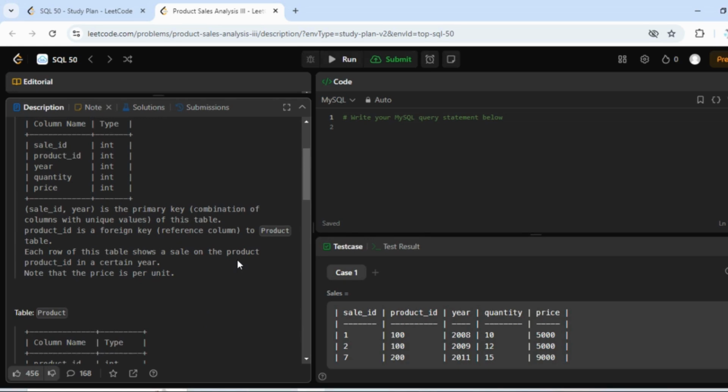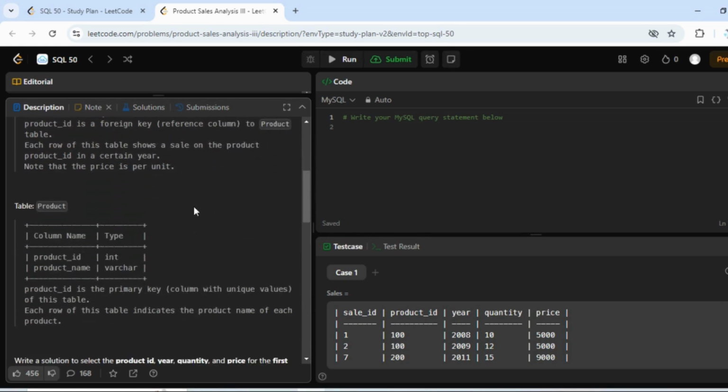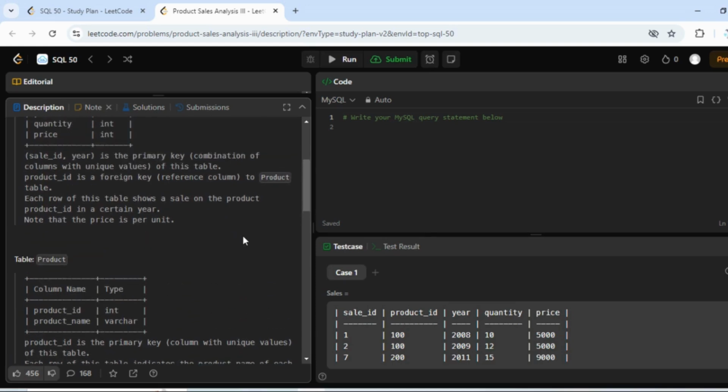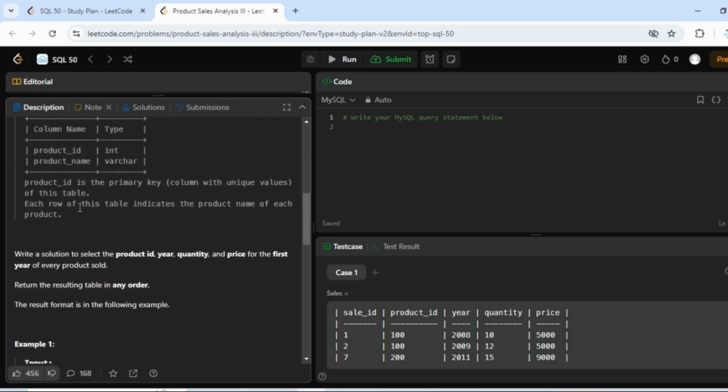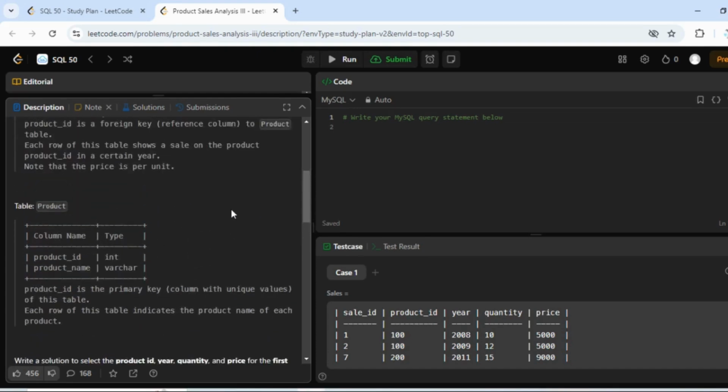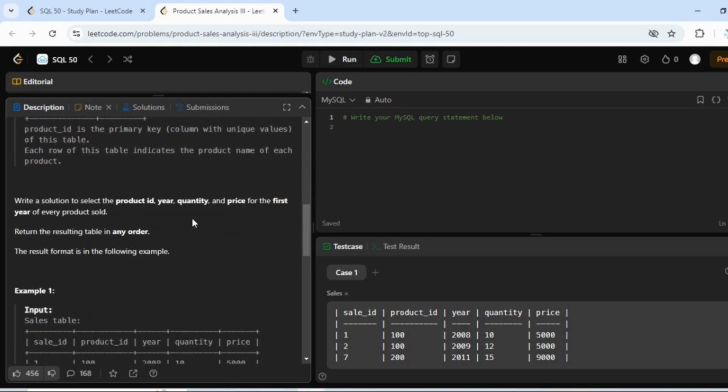And I can see the product ID is available in the sales table also, and in the product table also, right? Now it has been provided that each row of this table shows the sales of the product ID in a certain year. The price is per unit. Each row of the other table indicates the product name. So these are the product and sales tables.